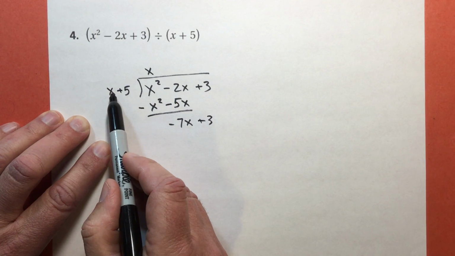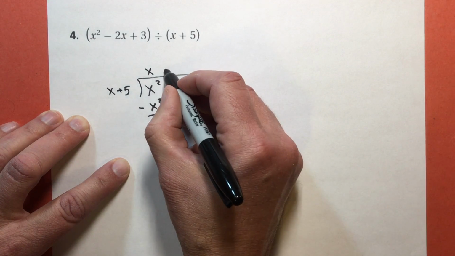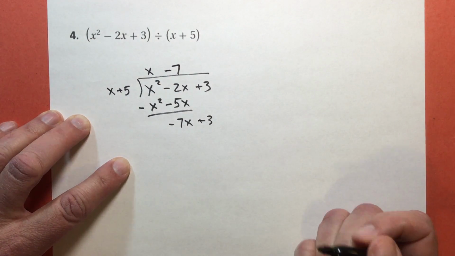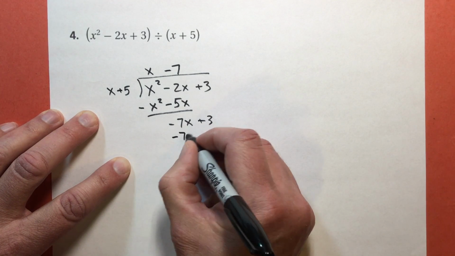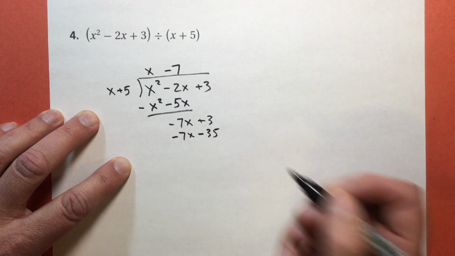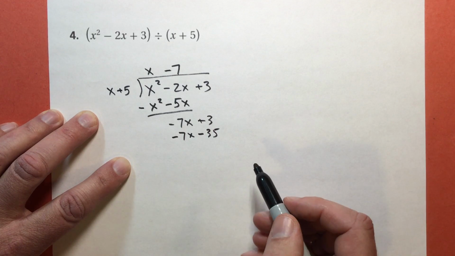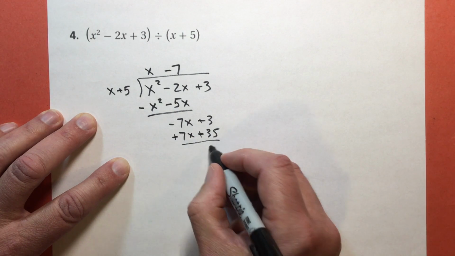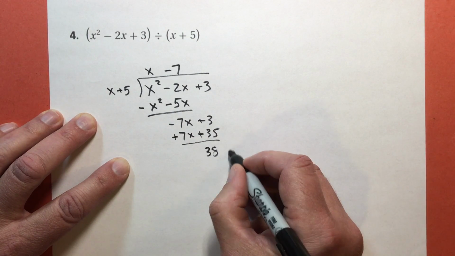What do I multiply that x by that equals negative 7x? Come on marker, negative 7. That gives negative 7x. Negative 7 times 5 is negative 35. And when I subtract, I change the sign and get 38. That's my remainder.